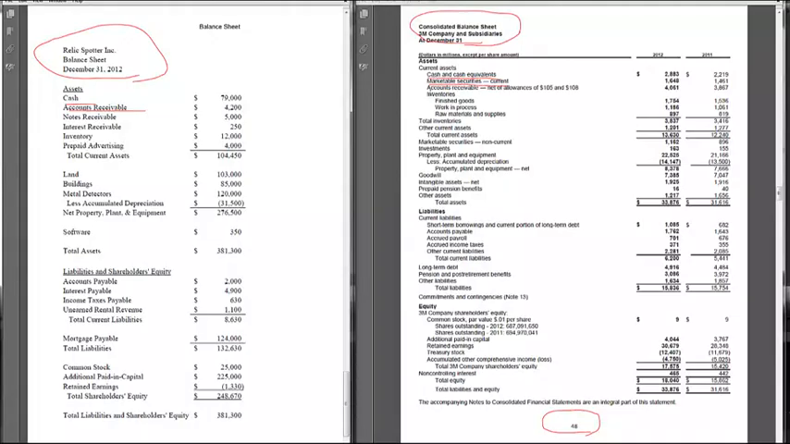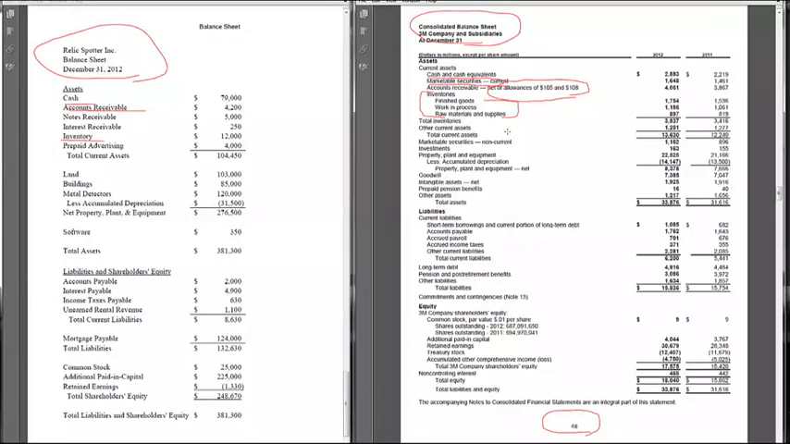Accounts receivable comes next on both statements. 3M talks about allowances. In a couple weeks, we'll talk about what these allowances for accounts receivable mean. Then we had inventory. We also see inventories for 3M. As a manufacturing company, they have different categories of inventory.